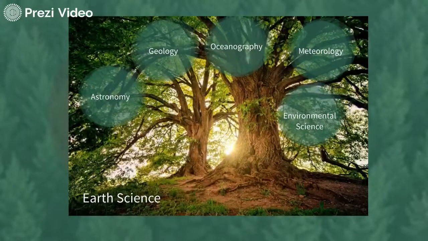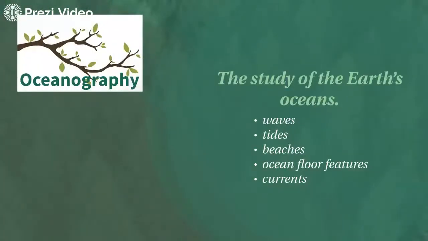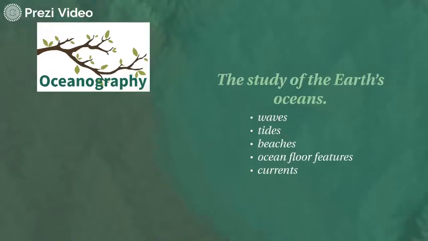The third branch of earth science we're going to cover this year is oceanography. This is the study of the oceans. Now, this year we are not covering the biological aspects. We are going to be focusing on the physical aspects of the ocean. So the waves and the tides, the beaches, the ocean floor features, ocean currents, things of that nature.